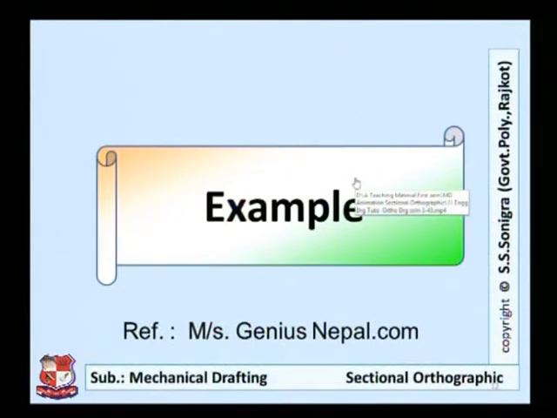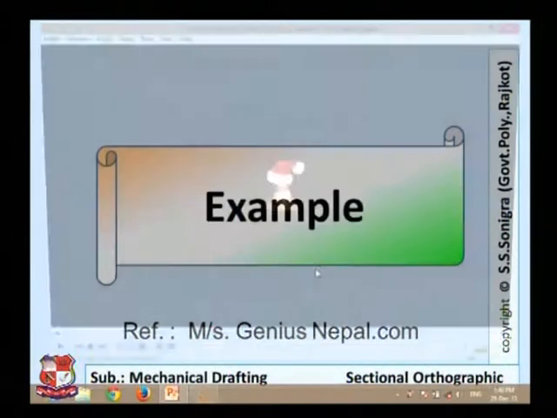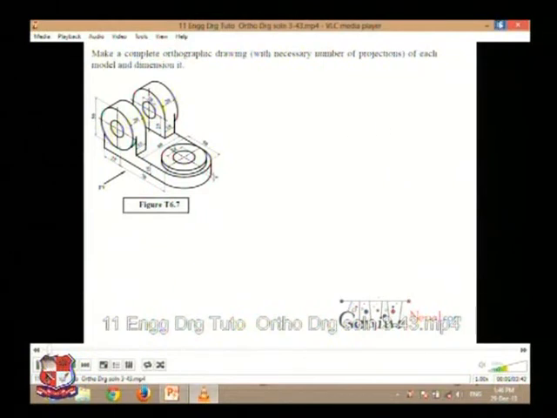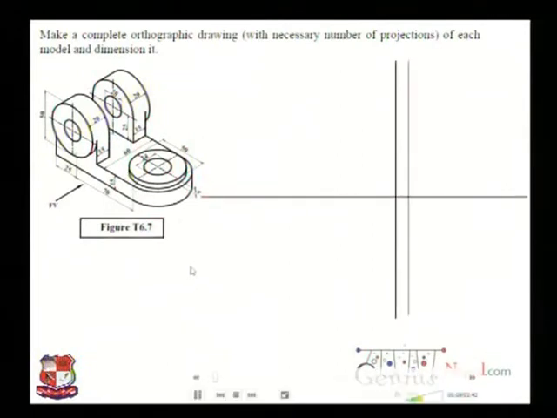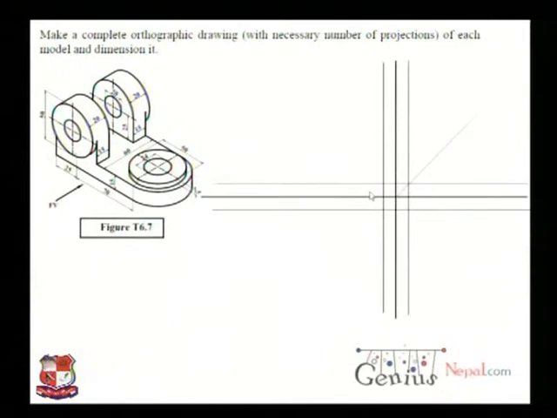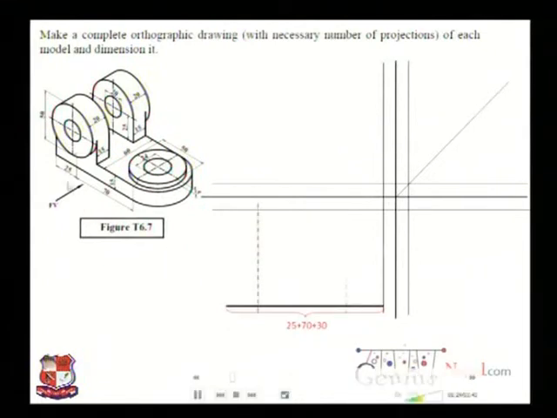Now next, one example from geniusnepal.com. The object is given like this. Three views of these objects are given to us. Draw lines 1 centimeter on either side, and draw a miter line at an angle of 45 degrees. With this, the total width is known to us, 25 plus 70 plus 30, this radius. So draw. Height is known to us, 25 plus 15, this is the height.